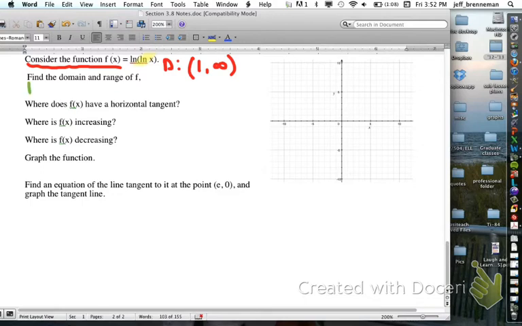In other words, if we had the natural log of the natural log of 1, we know that the natural log of 1 is 0, right? And we cannot find the natural log of 0. So that's why we're excluding 1 and any numbers less than 1 here. Okay, how about the range?